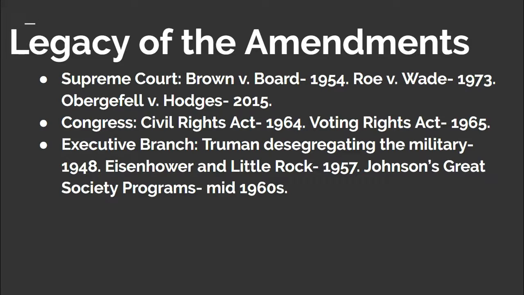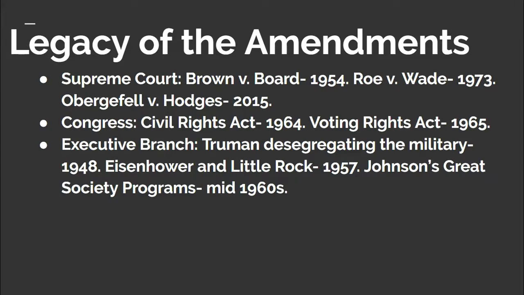In Congress, many pieces of legislation have been passed that support the amendments. But the two most notable are the Civil Rights Act of 1964, which bans discrimination, and the Voting Rights Act of 1965, which got rid of many discriminatory actions like poll taxes and literacy tests by Southern states that limited the right to vote for African Americans.